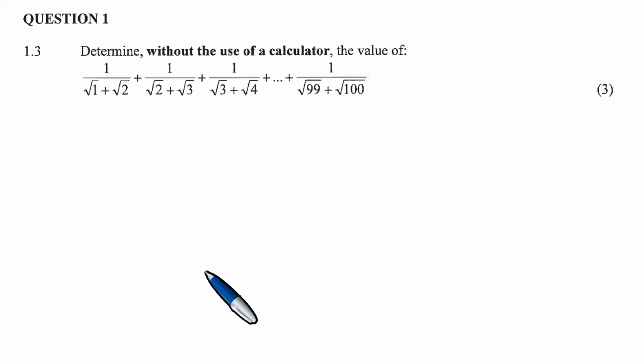Okay, the next question is, we need to cultivate the ability to solve certain equations that involve radical expressions through the method of rationalization. So how do we rationalize?